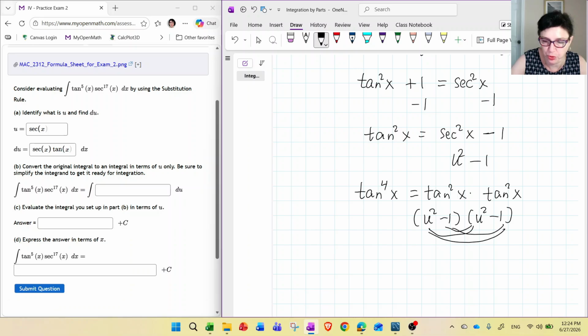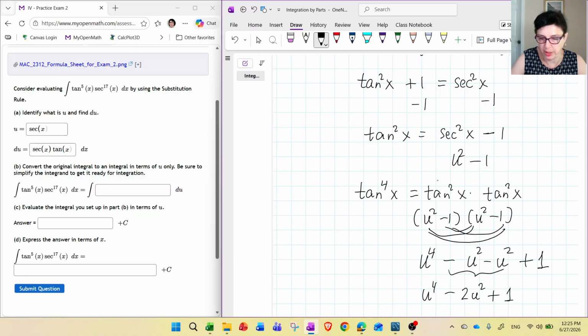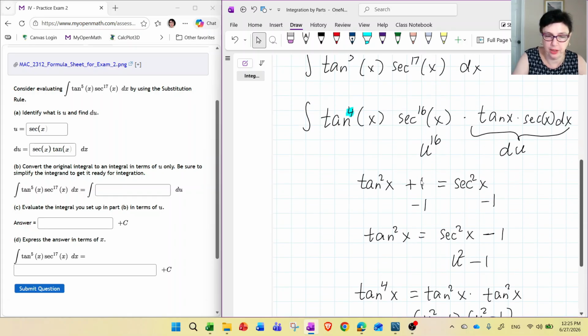So u squared times u squared, that's u to the power 4. Then we have u squared times 1, which is outer, that'll give me negative u squared. Then inner, that's another negative u squared. And last is negative 1 times negative 1, which is positive 1. So these two will be negative 2u squared. Okay, so now we finally converted this guy into something like this.